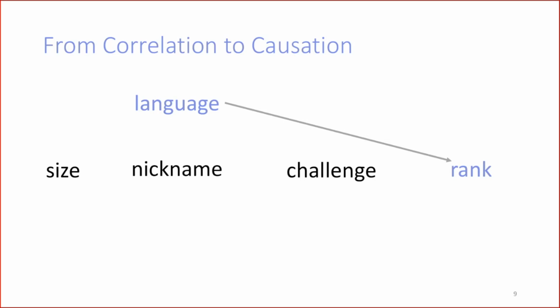So, but then we say, okay, the language affects the size because maybe there are programming languages that are intrinsically more concise, they lead to more concise code. The nickname affects the language in the sense that different people typically have different preferences in the programming language they want to use. So they don't just pick any one. The nickname also affects size because of different programming styles. So some people can write more concise code. They prize that.